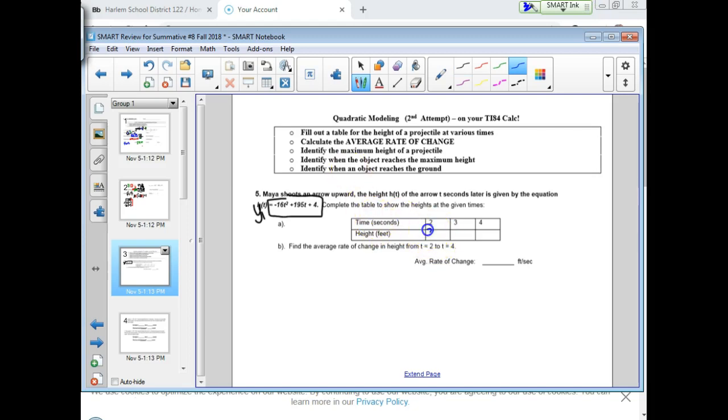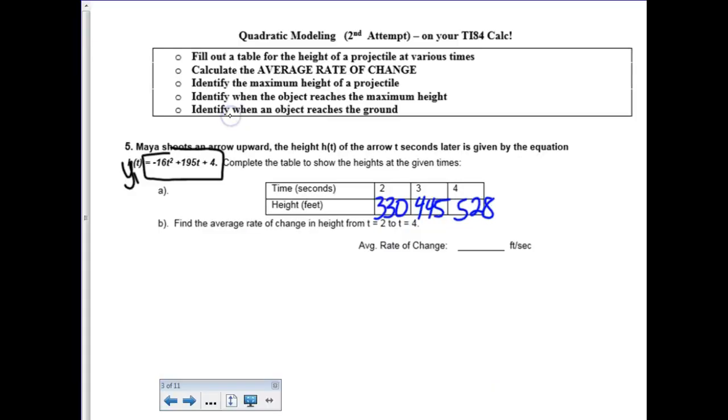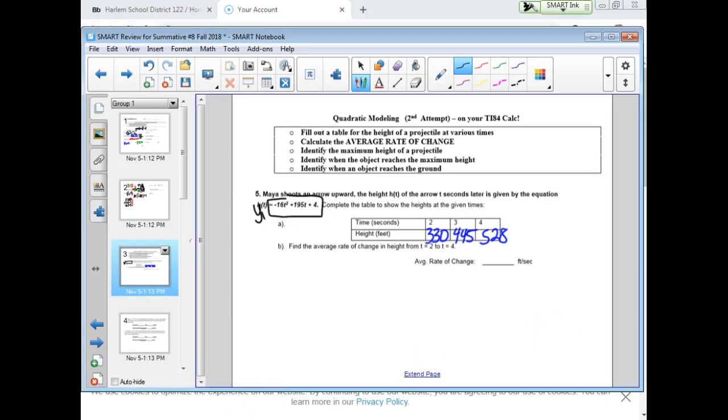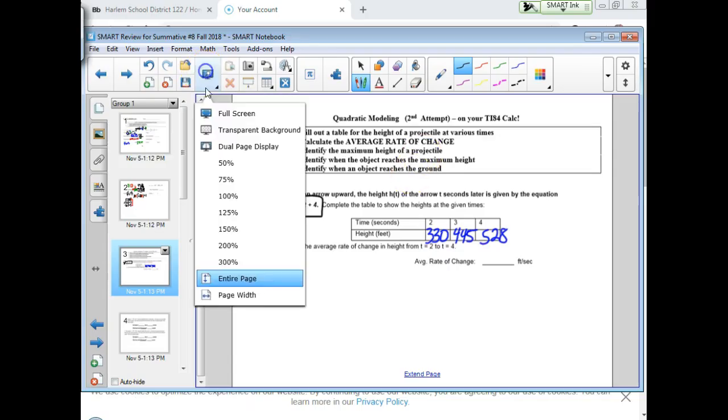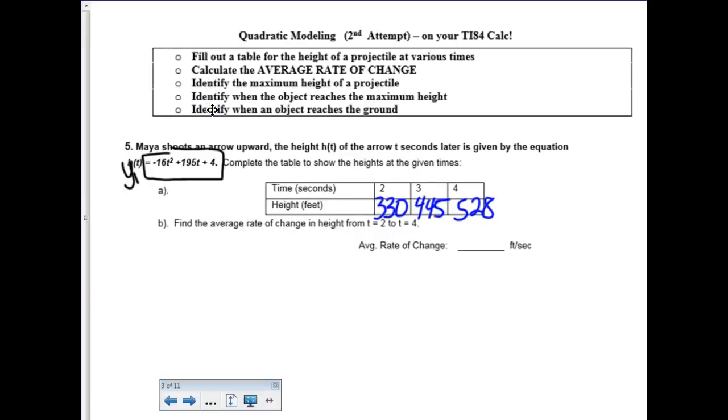Alright, so this was 330, and that was 445, and that was 530, or sorry, 528, excuse me. I think. I don't know. If it was wrong, I apologize. Alright, so, you know what? I don't feel comfortable with that answer. I need to go back and look. 528, yeah, alright. So now it's going to ask you to calculate the average rate of change.